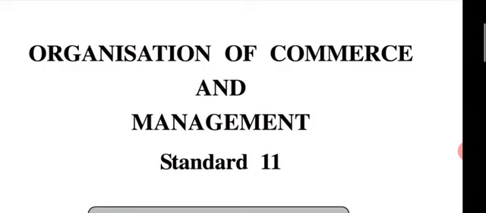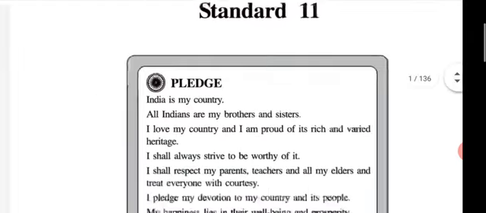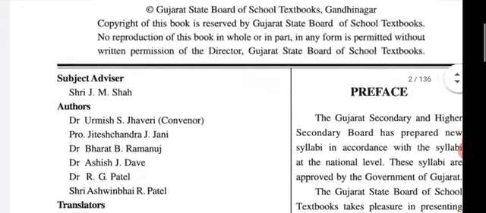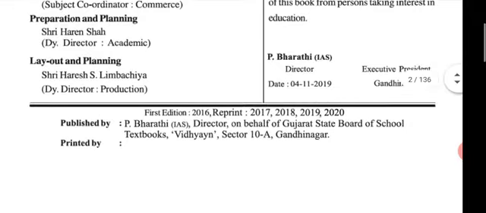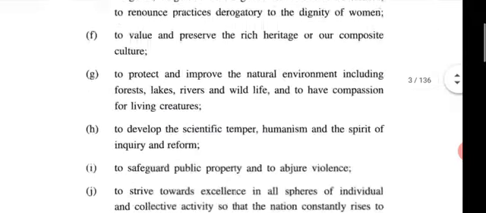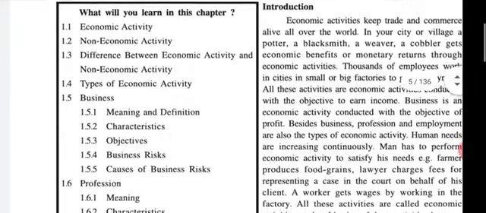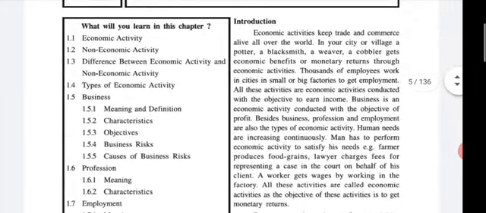Okay, good. Today we are going to start lecture number 4 of chapter 1. Before that, we will discuss some topics which we have already studied in lectures number 1, 2 and 3. So, we can do revision also.